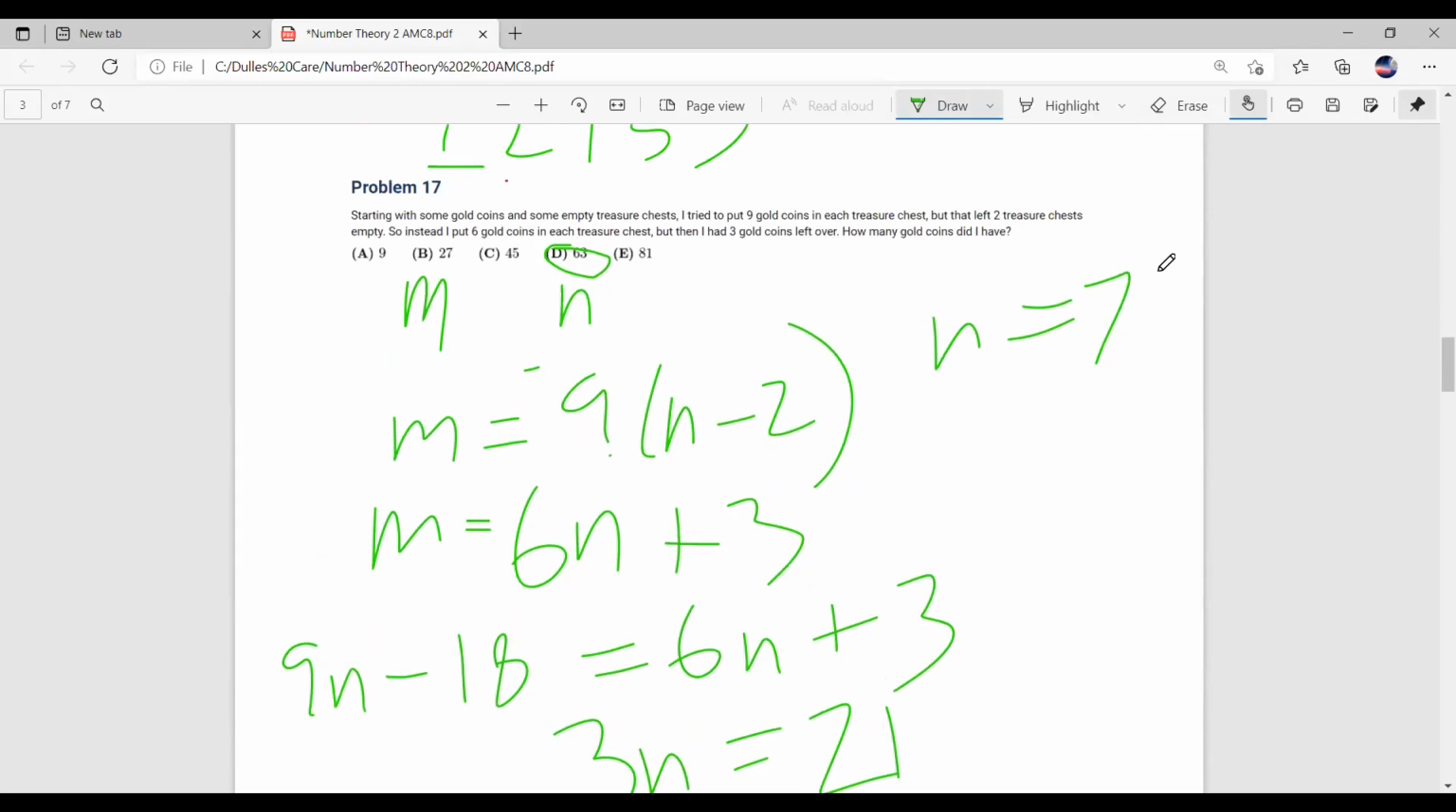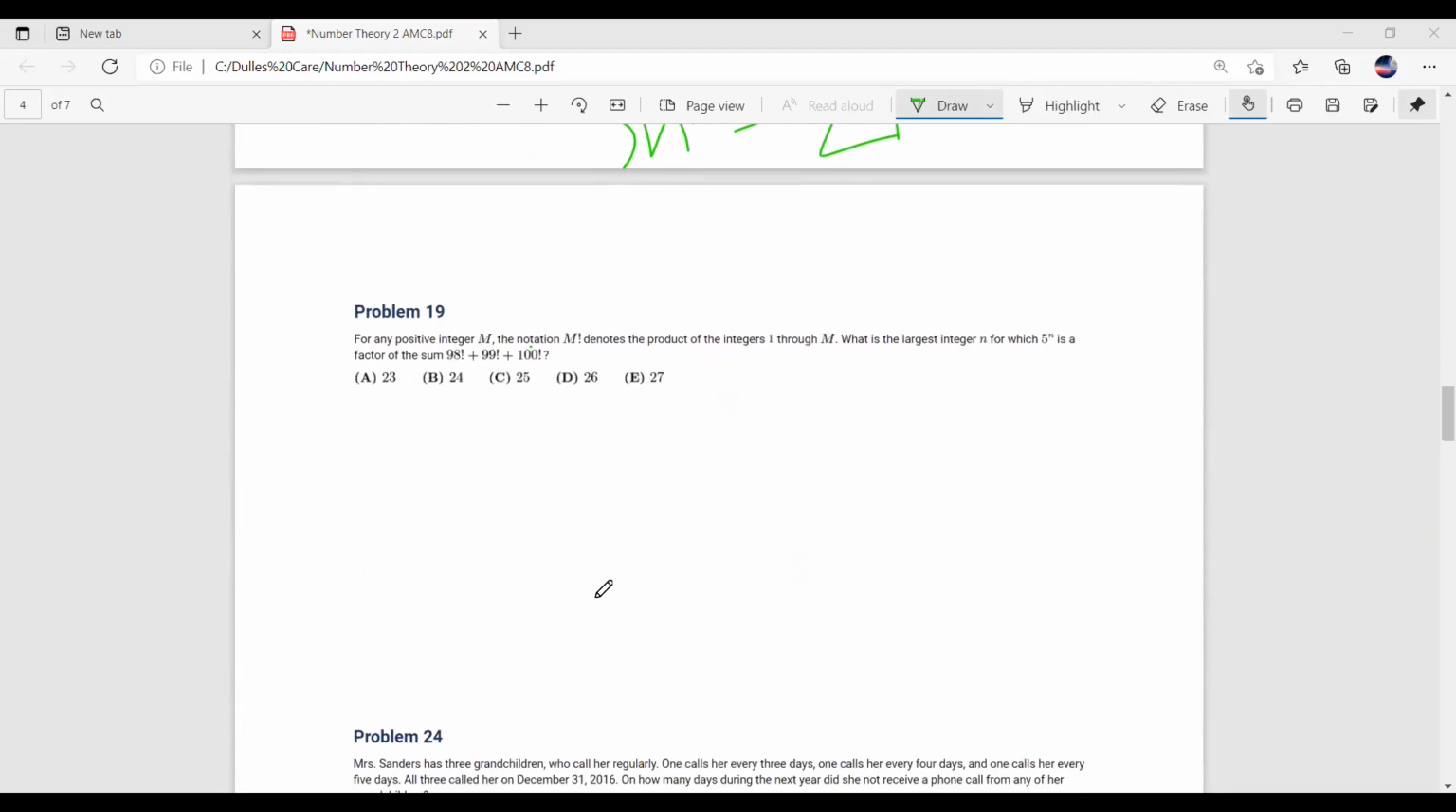Okay. So then if n is equal to 7, then we have M equals 45, 9 times 5. Yeah, so 45 is indeed the answer. Sorry about that. So the easiest method is just using a system of equations. I'll figure out why the modular arithmetic that I did didn't work out.